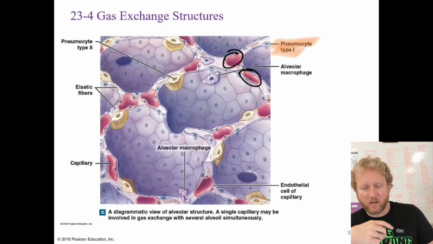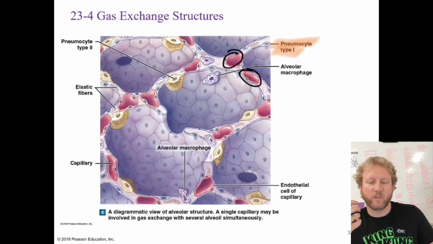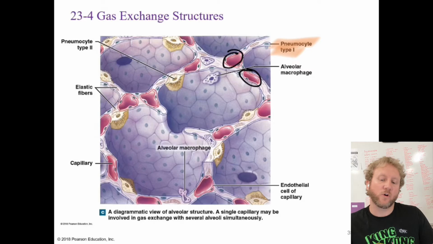So the capillaries within the lungs bring carbon dioxide rich blood to those spaces. That carbon dioxide diffuses out of the capillaries, goes into the pneumocytes. From there, it is exchanged with the oxygen that's in the alveolar space, the alveolar sac. Then the oxygen comes back in, going the opposite direction.